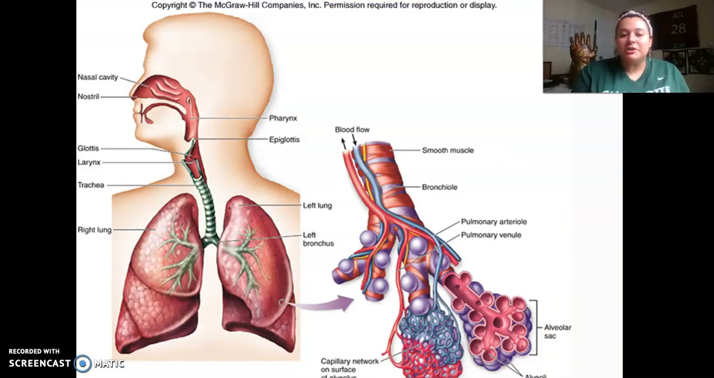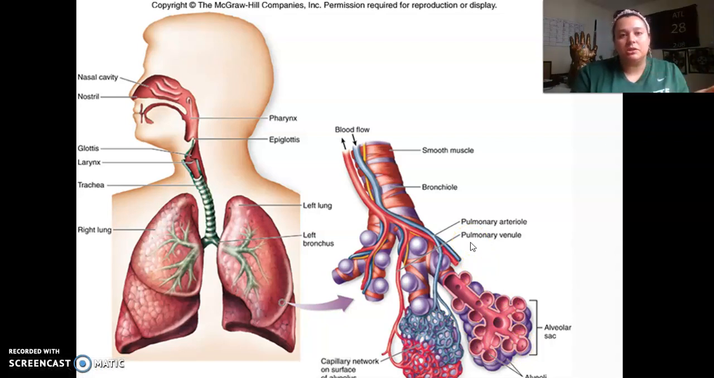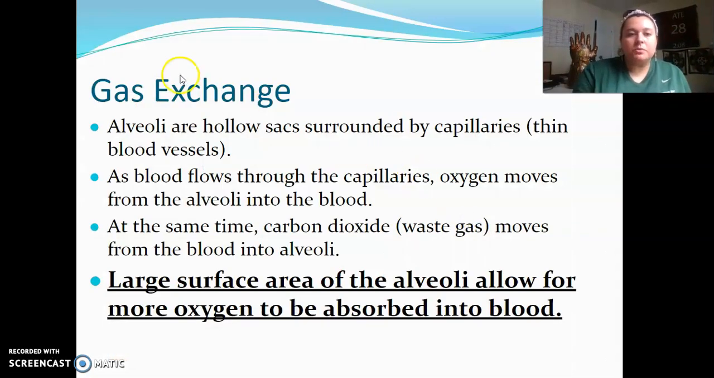All right, this next picture shows you the alveoli. The alveoli kind of look like little grapes. They're tiny little sacs that are covered in capillaries. Capillaries are the smallest and tiniest of blood vessels, which you can see in the picture here. Whenever blood flows over them, oxygen moves into the blood, and at the same time, carbon dioxide moves out of the blood.